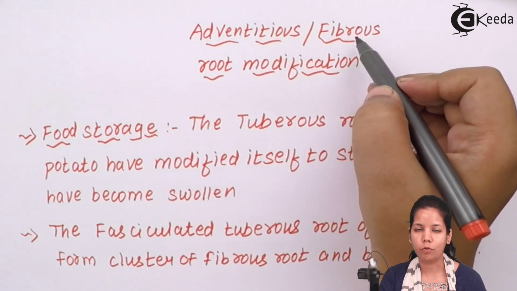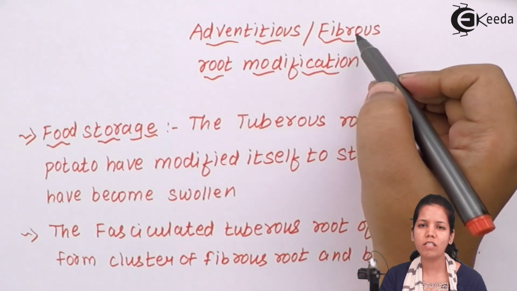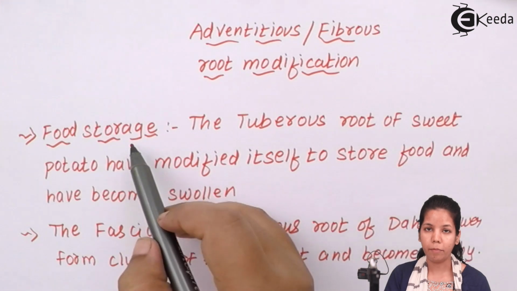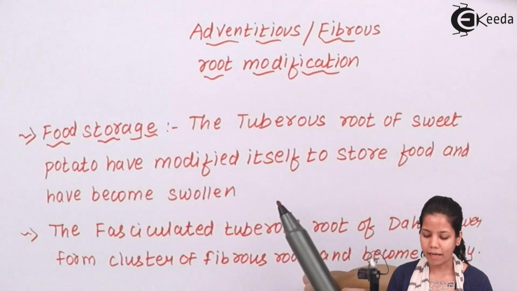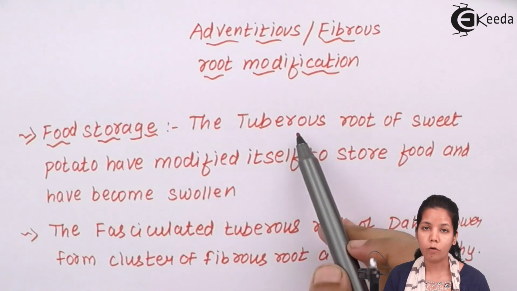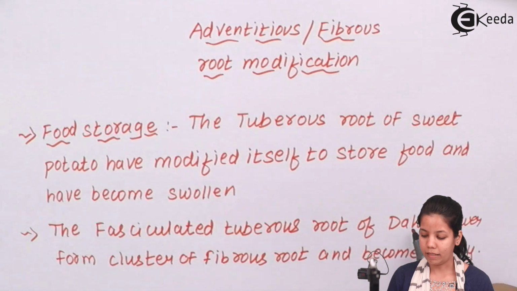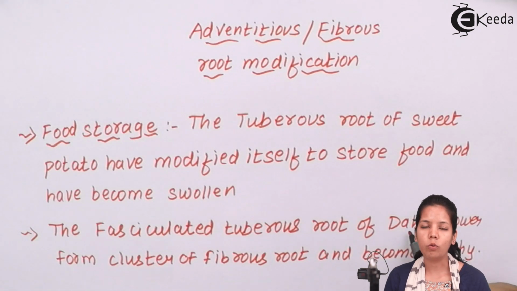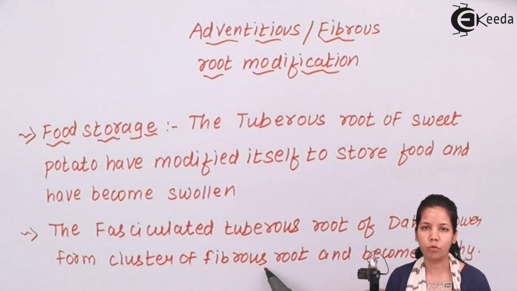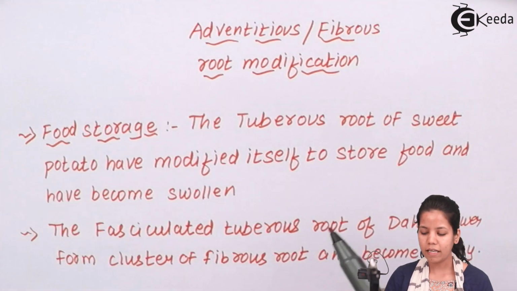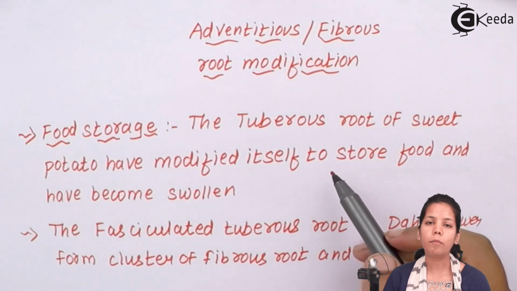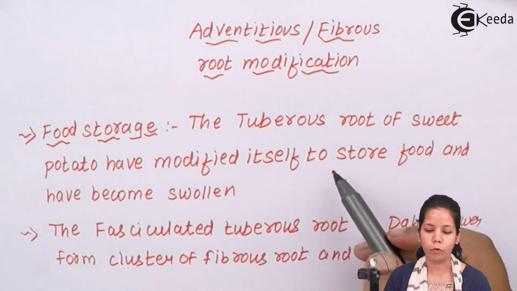Adventitious roots or fibrous roots, the roots which are large in number and which cannot be counted, basically do modification for many reasons. One of them is for food storage. Example, in sweet potato, the roots have modified or become tuberous for food storage. Another example is the dahlia plant. In that, the roots have formed into clusters, or you can say they have come into groups and form fibrous roots just for food storage purpose. Inside sweet potato, the stored food is basically starch, and both of them are nothing but modifications of roots to store food.